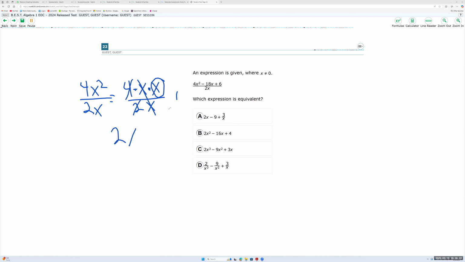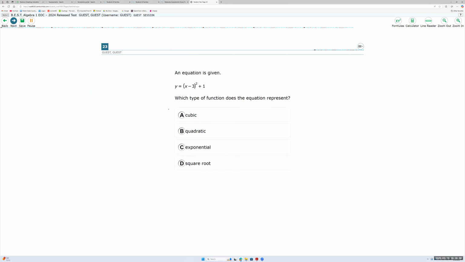So 2x. There's only one answer, A, that has 2x, so that's what we're going to choose. We don't need to continue dividing, but you would know what to do. Okay, so pause if you need to, as I erase and move on to the next question. I'm going to choose A and move on to question 23.